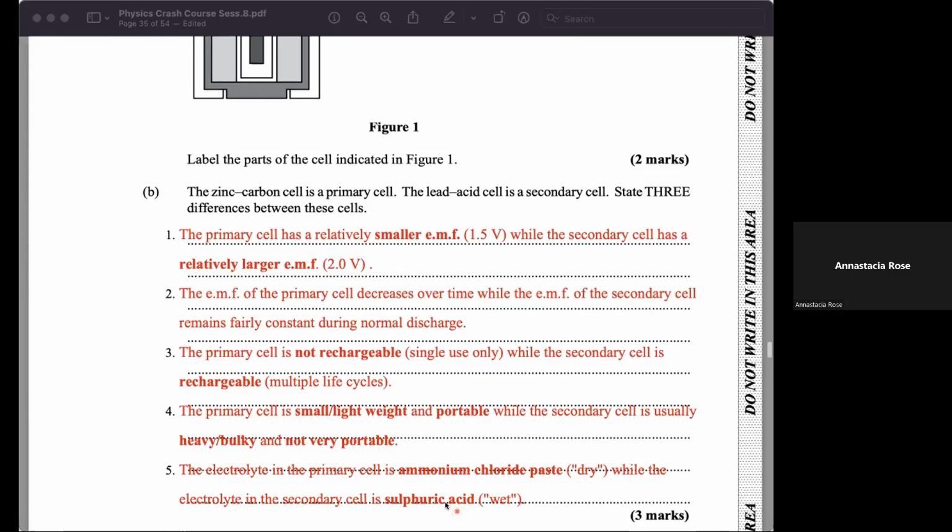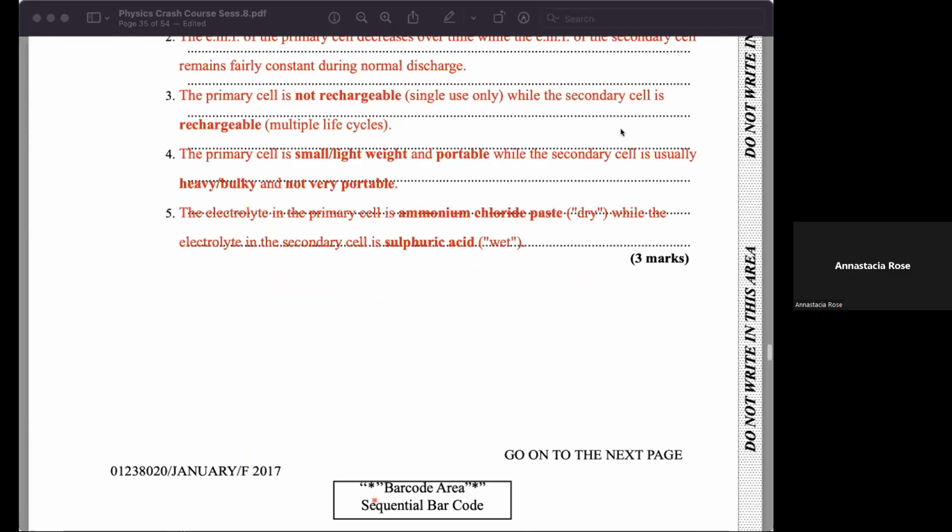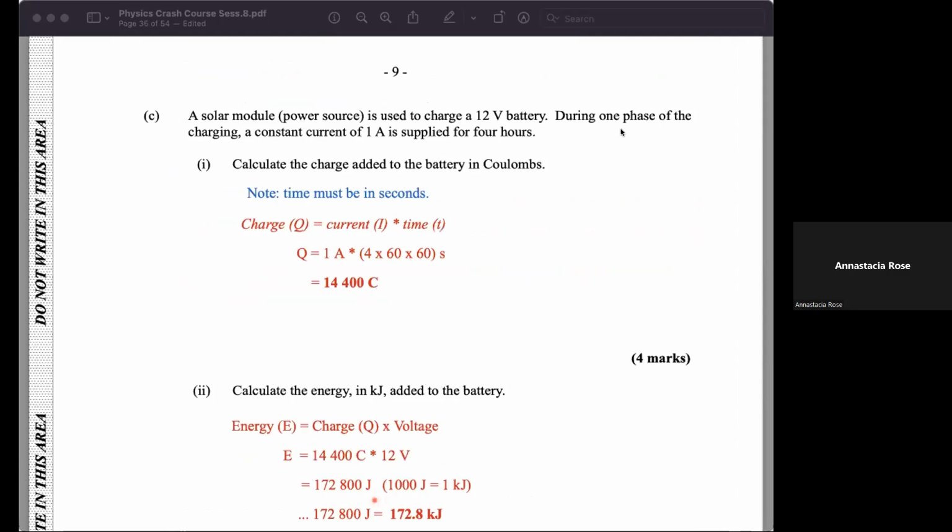All right. Now, a power source or solar module is used to charge a 12-volt battery, and you're told that during one phase of the charging, there's a current to time relationship. We need to ensure that for the charge to be in coulombs, the time needs to be in seconds, right?